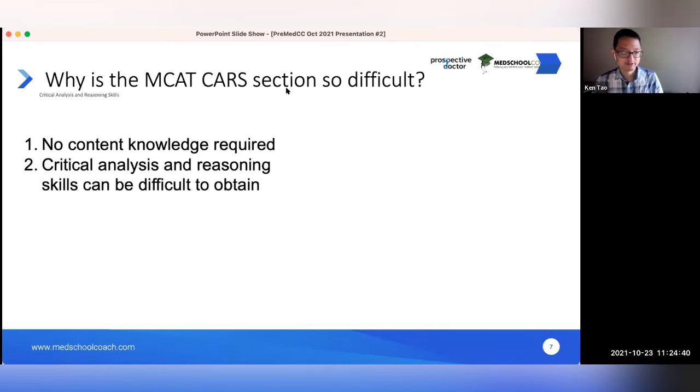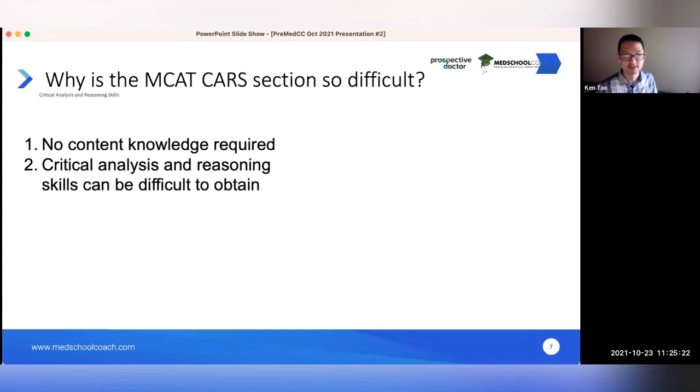Number two, critical analysis and reasoning skills can be difficult to obtain. You'll be surprised how many students I speak to get fantastic grades in college. They crush all of their science courses. They're straight A students, but their critical analysis and reasoning skills are terrible. They can do great on the three science sections, but they just can't figure out CARS. And often it's just because of how these students set up their path in college. In high school, you have to take whatever classes are required. You're forced to take English, history, science and math.